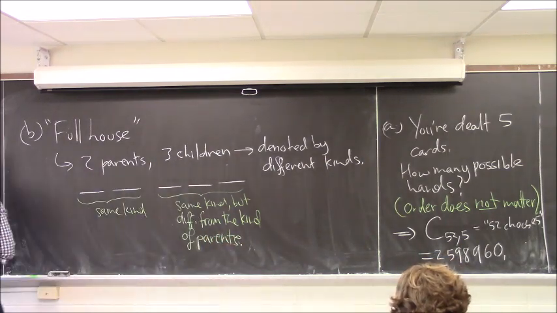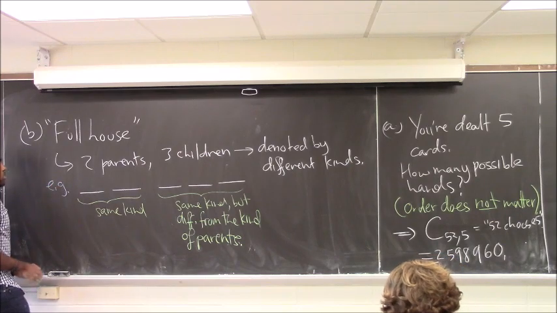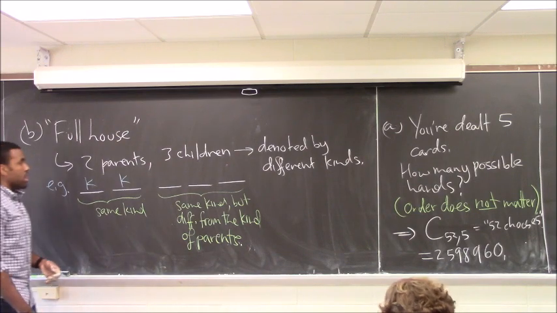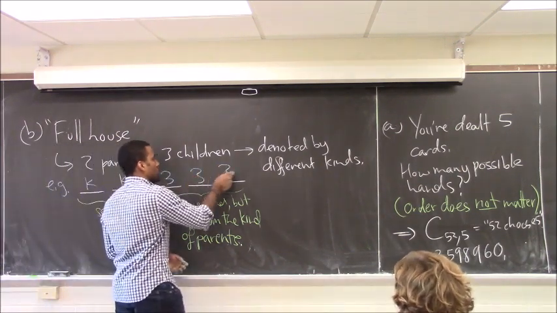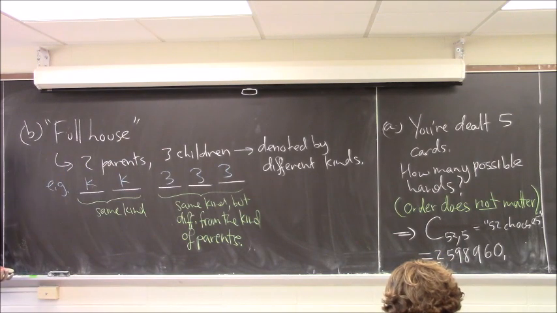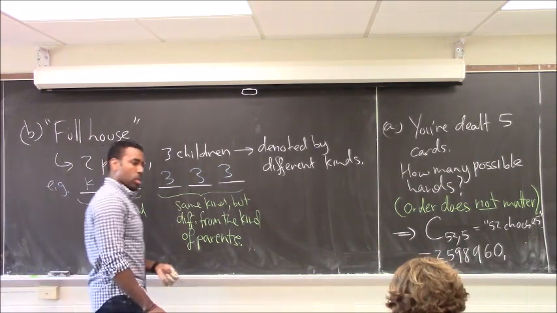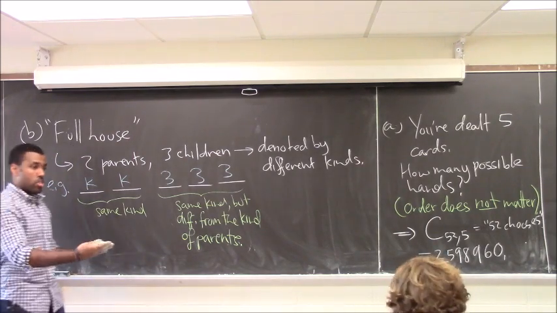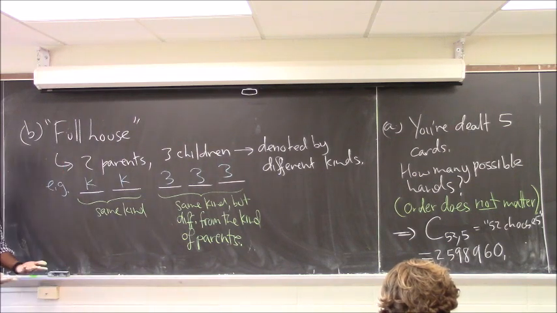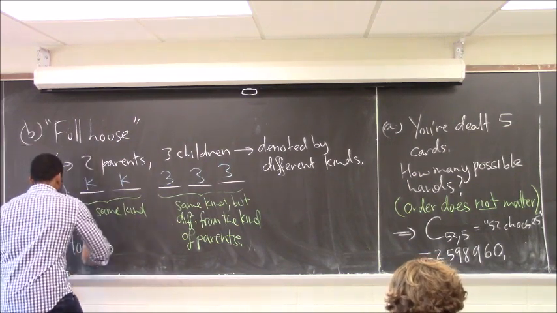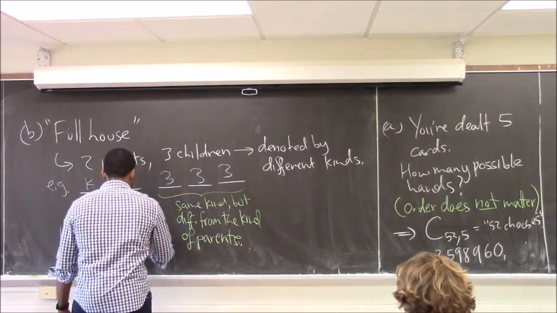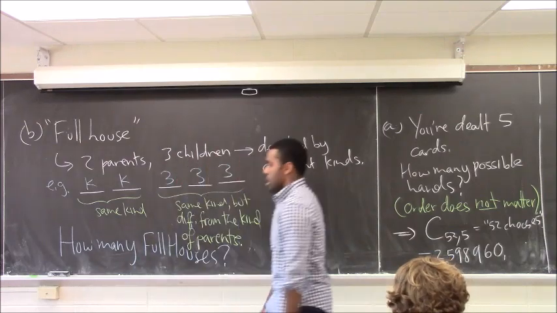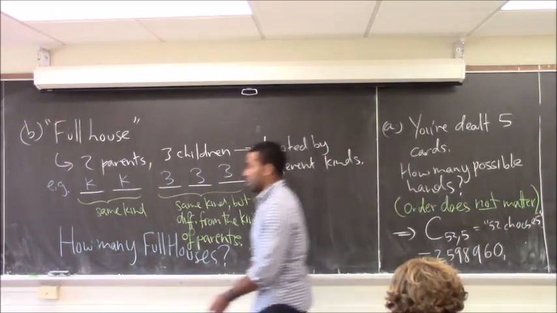So for example, you can have 2 kings, maybe a king of hearts and a king of spades, and then you can have 3 threes, maybe a 3 of diamonds, a 3 of hearts, a 3 of clubs. So someone randomly deals you cards, you lift them up, and you notice, hey, I have 2 of one kind, and 3 of another kind. This is said you have a full house. How many full houses are there? How many ways could you get a full house?